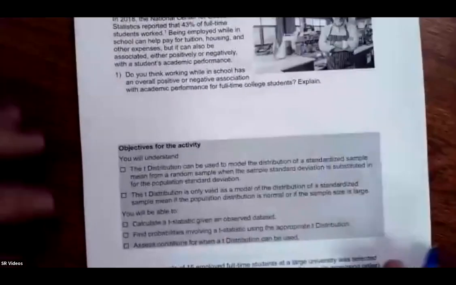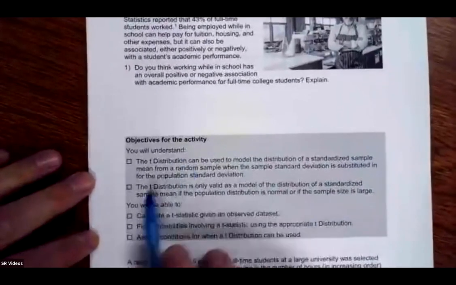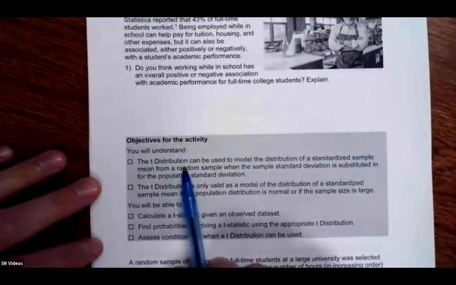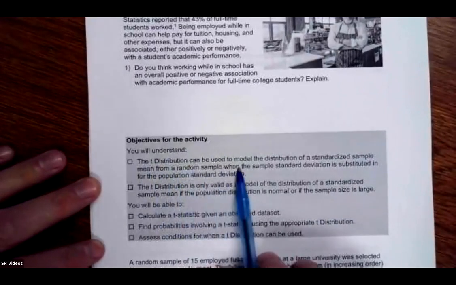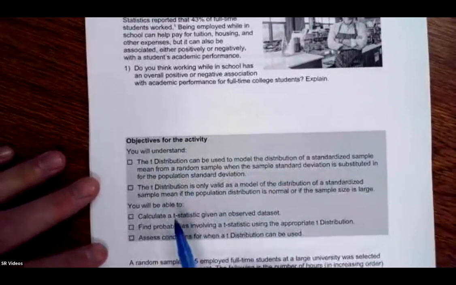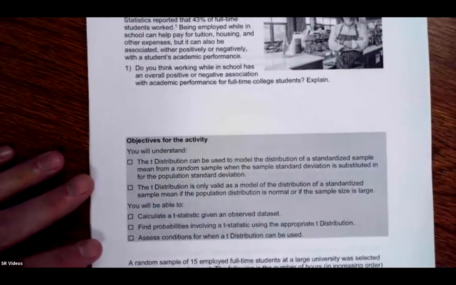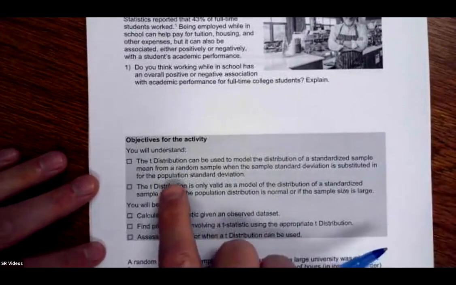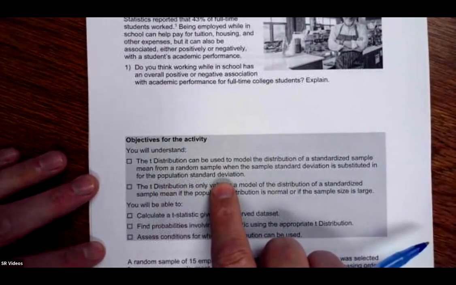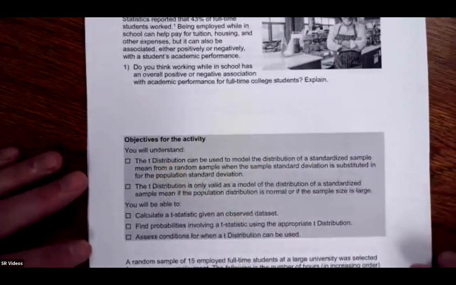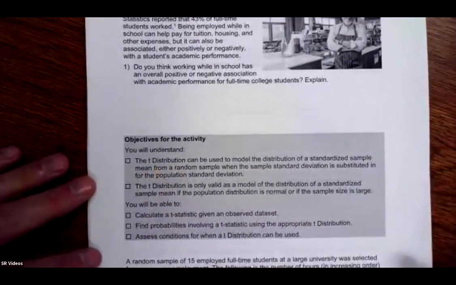Okay. So objectives for this activity are going to be, you understand the t distribution. It's very similar to the normal distribution, as you're going to find out. It can be used to model the distribution of a standardized sample mean from a random sample when the sample standard deviation is substituted in for the population standard deviation. So again, this is when we don't know the population standard deviation and we have to use a substitute called the sample standard deviation. This leads us away from a normal distribution to a t distribution.